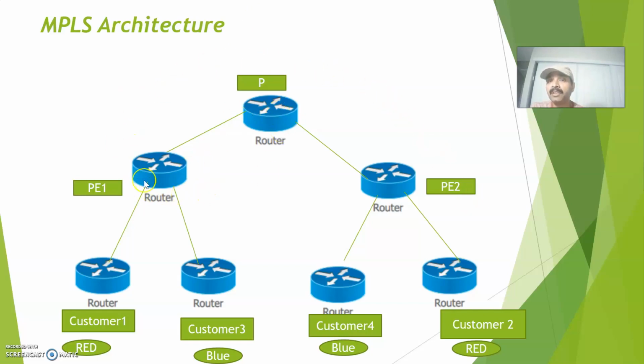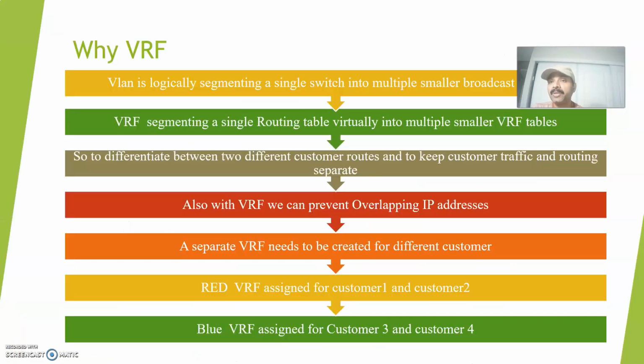In this architecture, I have connected three routers, PE1, PE2. These are collectively called provider edge routers or MPLS routers. These are all customer routers. Here, to customer 1 and customer 2, I am assigning VRF red. To customer 3 and customer 4, I am assigning VRF blue. We can assign an individual VRF to different customers to keep the routing table and the traffic separate, and also to maintain uniqueness. In that way, I can distinguish between different routes. For that reason, I am using VRF, that is virtual routing and forwarding.